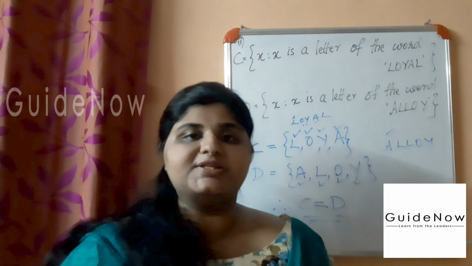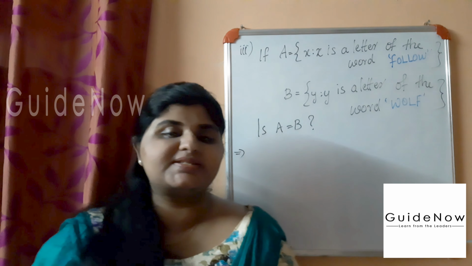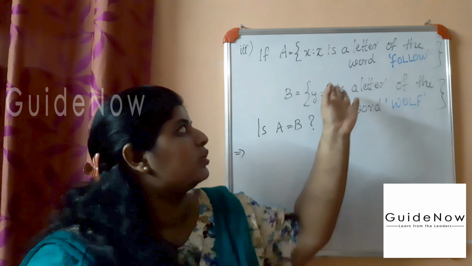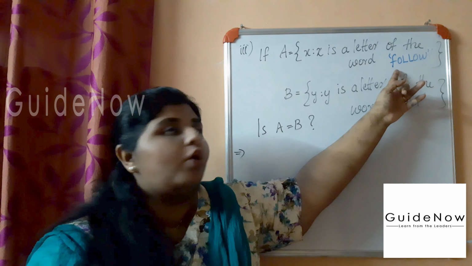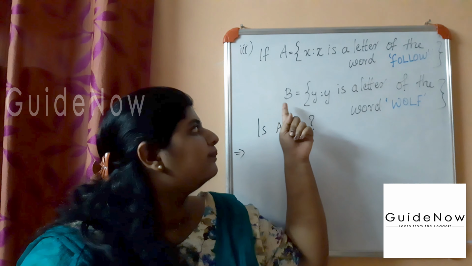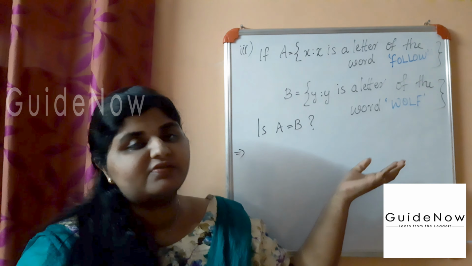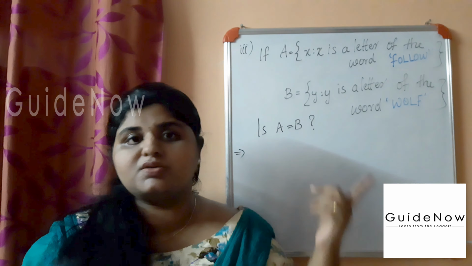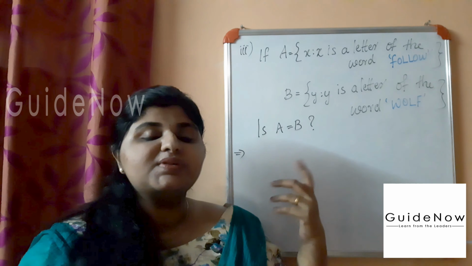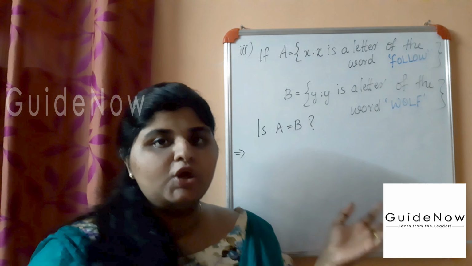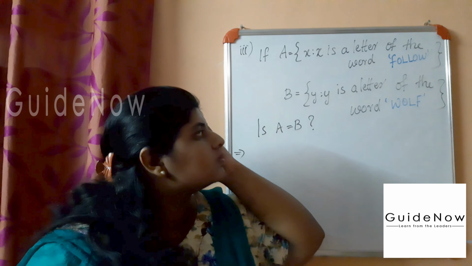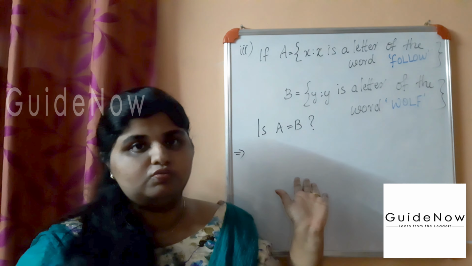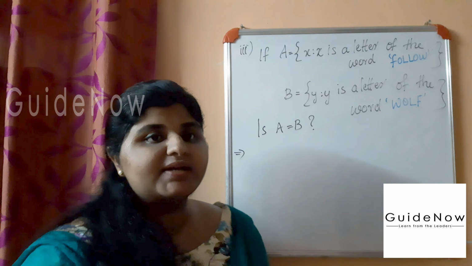These are equal sets. Let's discuss the third question, which is similar to the second question. The question is: set A is equal to x such that x is a letter of the word follow, F O L L O W, and B is equal to y such that y is a letter of the word wolf, W O L F. We have to check whether A is equal to B. This type of question comes in public examinations, so listen carefully. We first have to write the roster form of these two sets. So how to write set A in roster form?